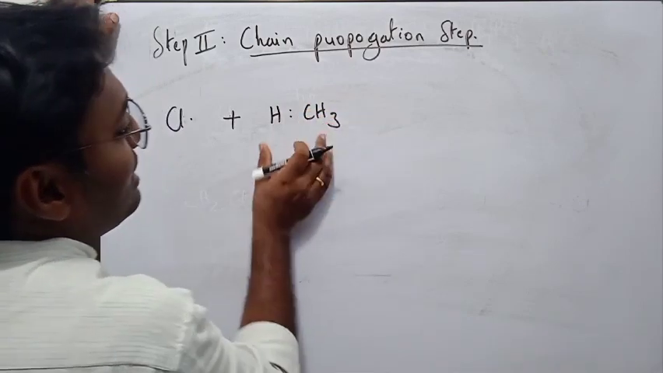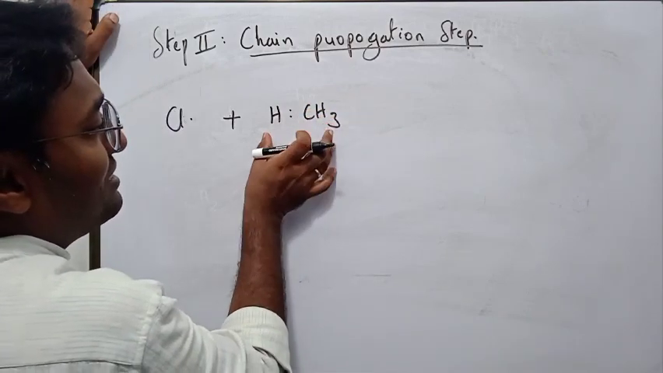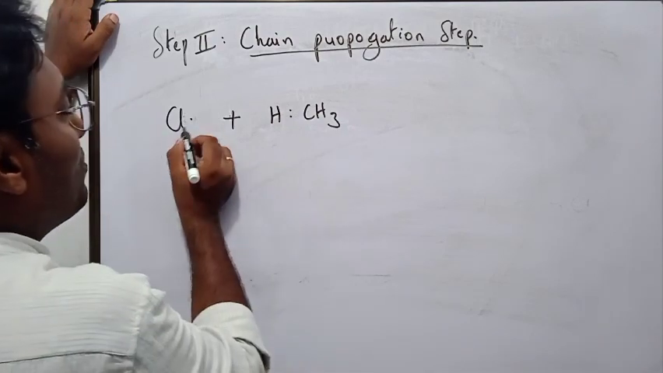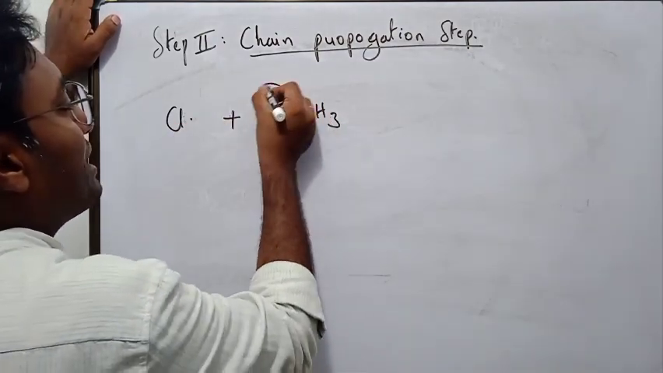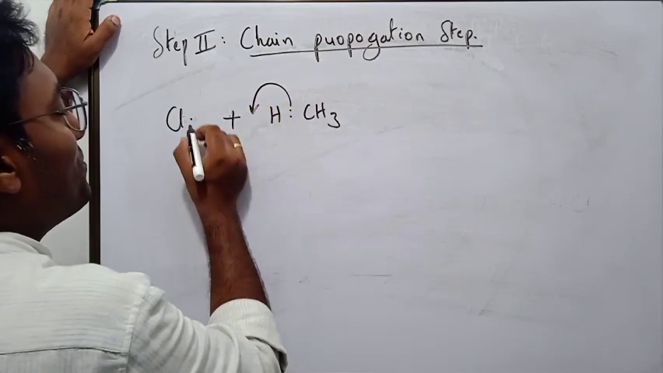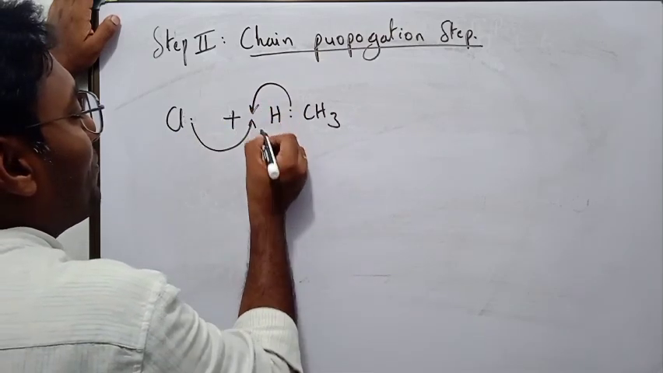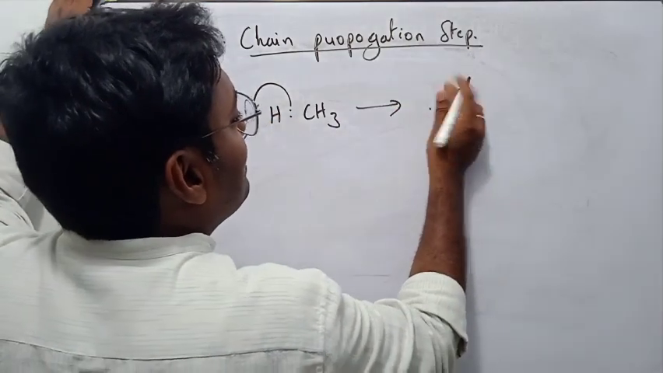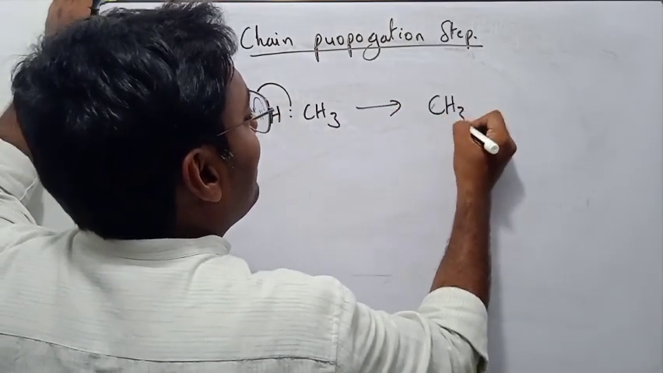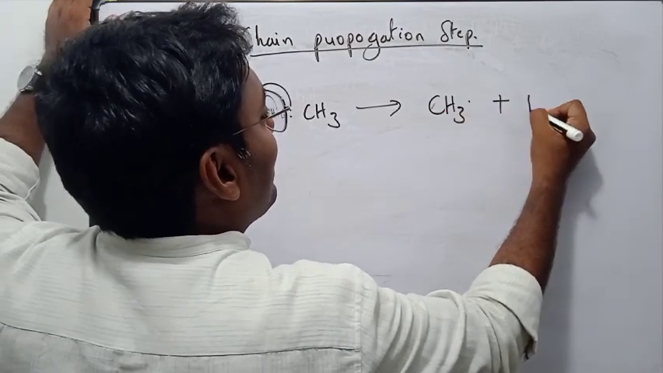I have written methane like this, CH4. Now this chlorine, what does it want? It wants one electron. So it takes the electron from this molecule, okay? But with the electron it takes the H also. So now what we get is CH3 free radical and HCl.